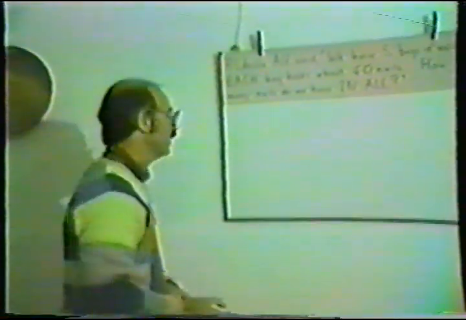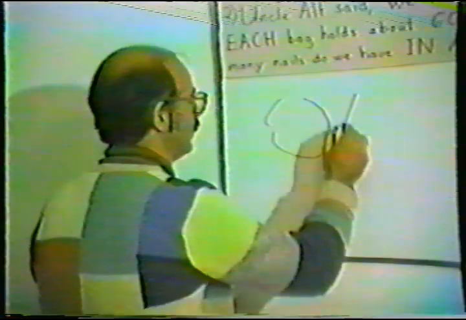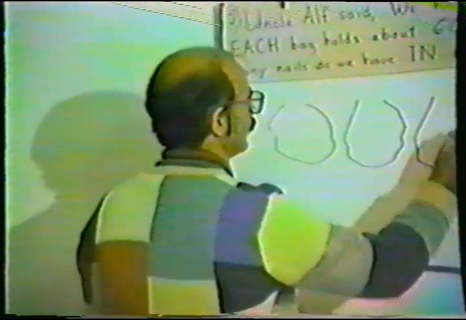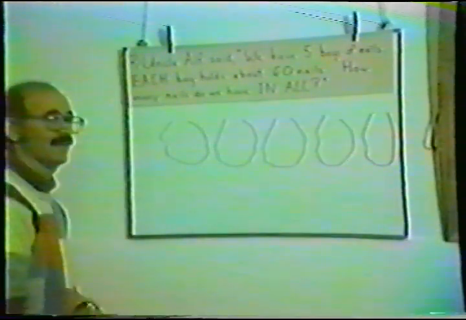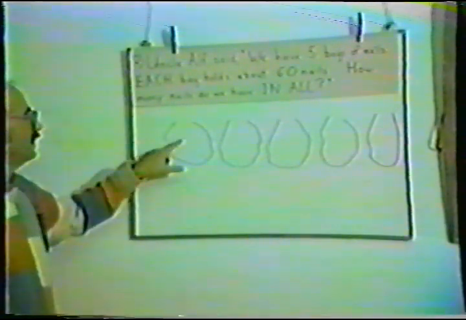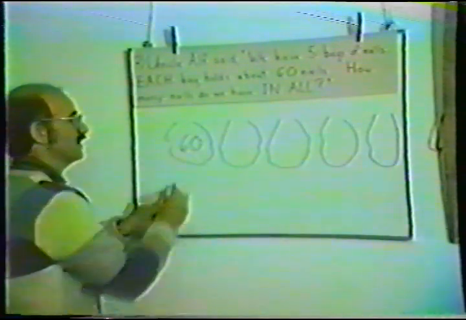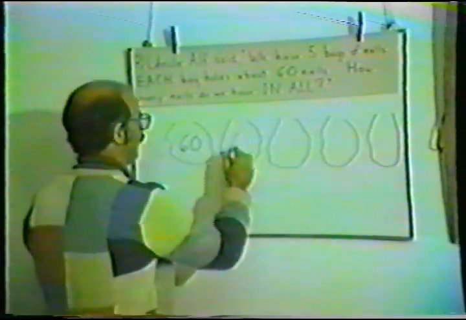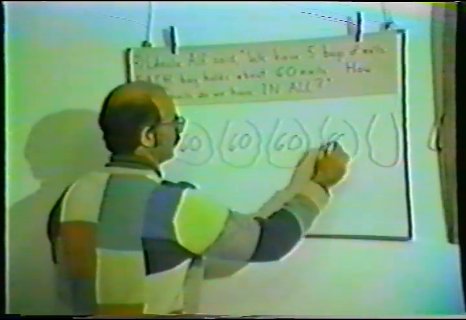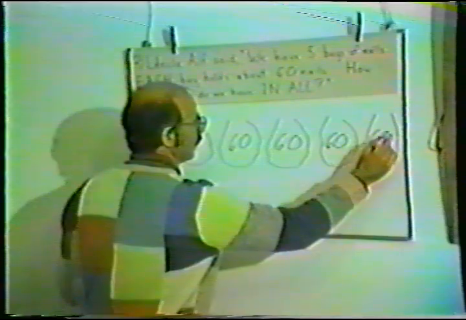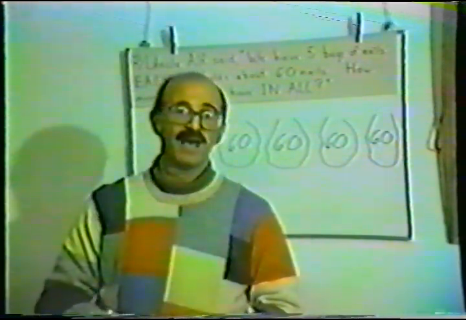Let's draw a picture. We have 5 bags. 1, 2, 3, 4, and 5. How many nails in the first bag? 60. How many nails in the second bag? 60. And the third? 60. And the fourth? 60. And the fifth? 60. There are 60 nails in each bag.